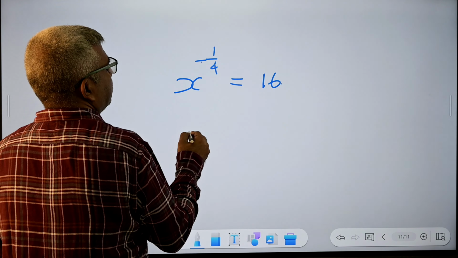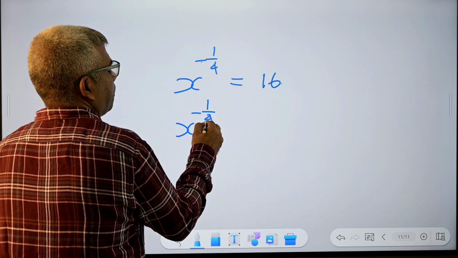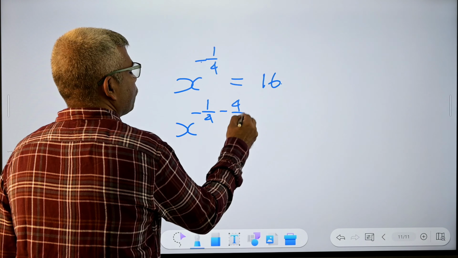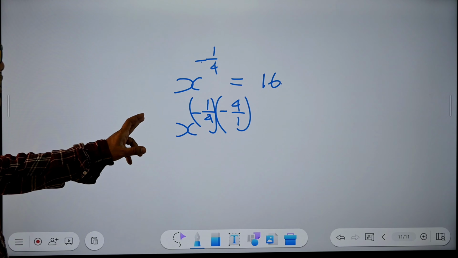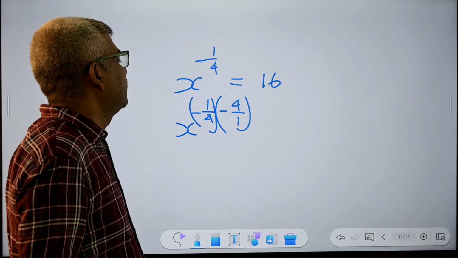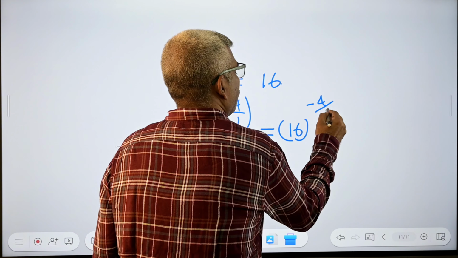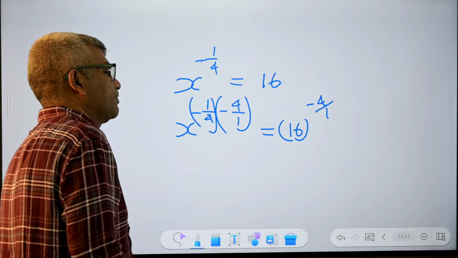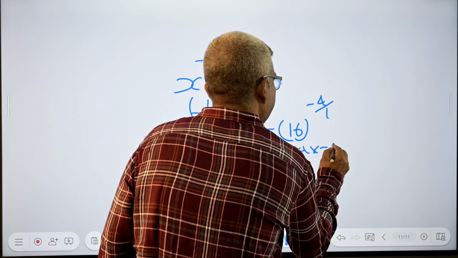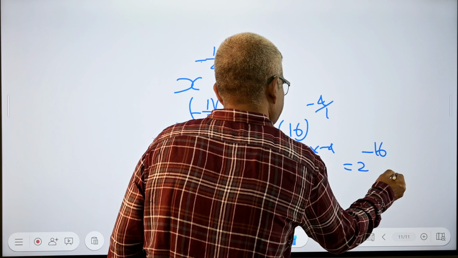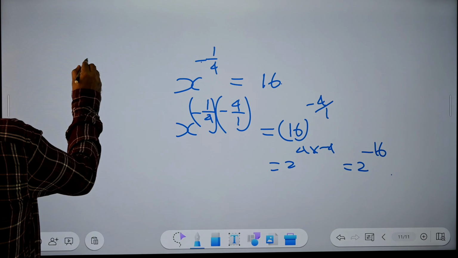Minus 1 by 4 means we need 1 only. So you have to multiply with minus 4 by 1. Then only it will come. 4 will cancel. Then here also you have to do 16 power minus 4 over 1, nothing but 16 power minus 4. 16 is 2 power 4. 2 power 4 times minus 4 is 2 power minus 16. That is the answer.